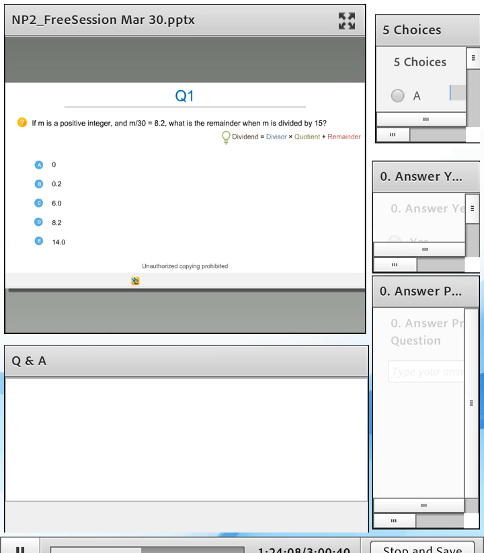So again, same concept. We are building upon that same concept. What we need to find out is the remainder when m is divided by 15. So we need to find r. r is less than 15 as per the constraint. What we have been given is m divided by 30 is equal to 8.2.